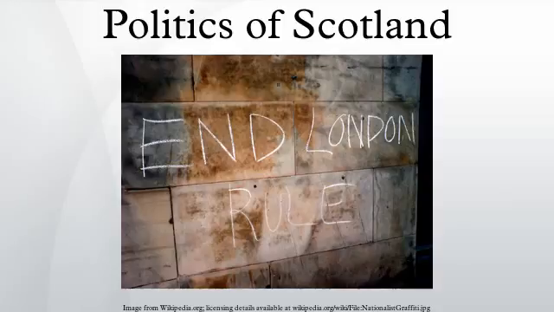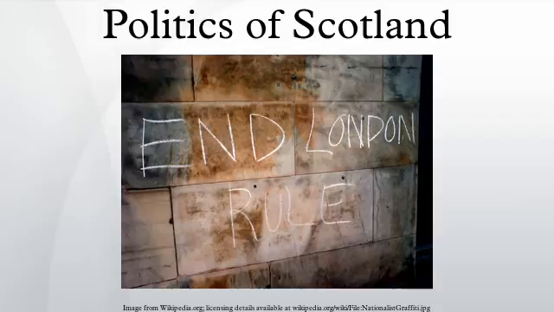2011, the SNP become the first party to win an overall majority in the Scottish Parliament. 2015, the SNP won 56 out of 59 Scottish seats, winning 50% of the popular vote. Labour, Conservatives and the Liberal Democrats won 1 seat each.